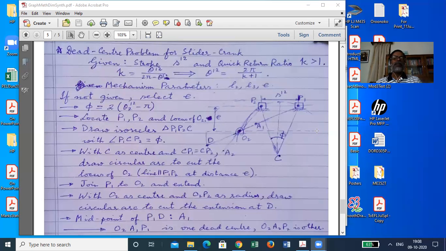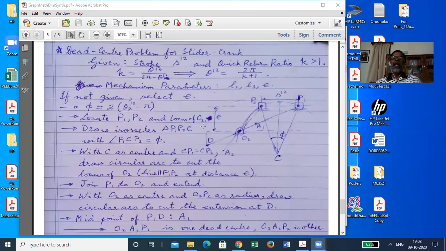Now this angle that you calculated here, you make a triangle on this side, an isosceles triangle, like this, which makes this angle phi. Isosceles triangle, so you basically draw the perpendicular bisector of P1, P2, and then you want this angle phi here, right?